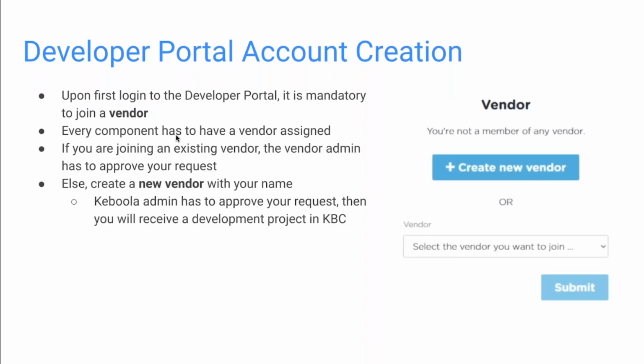After you're logged in, it is mandatory to join a vendor. Every component has to have a vendor assigned. If you're joining an existing vendor, the vendor admin will have to approve your request. If you don't have a vendor, then you can just create one with your own name. Then Keboola, the admin, will approve your request, and you will receive a developer project in KBC. So create a new vendor or choose a vendor to join.